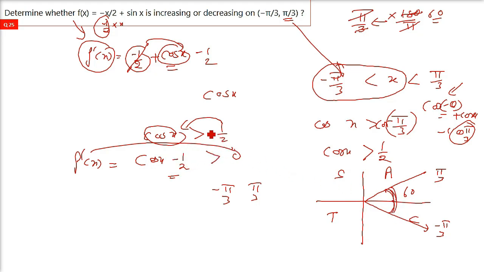But we got this pi by 3, so we checked it for pi by 3 and cos x was greater than half. So cos x greater than half, then we proved cos x minus half is greater than 0, and that is the required and necessary condition for the function to be increasing. In mathematics there can be multiple ways to solve and explain a particular solution. So it's up to you whichever way you like to answer this question.